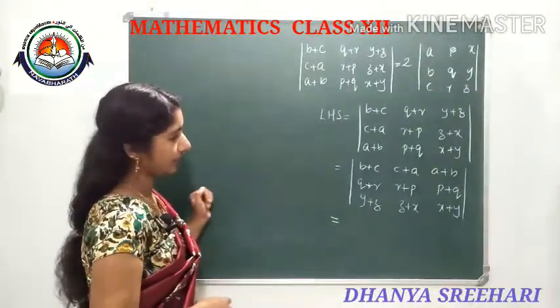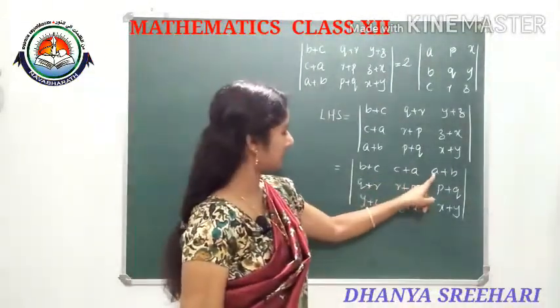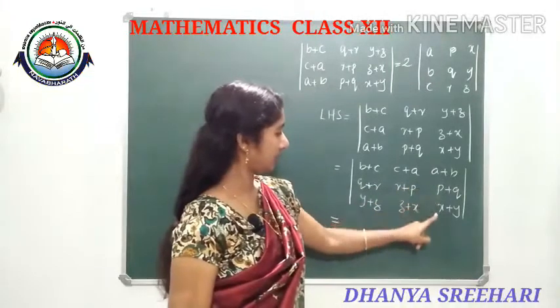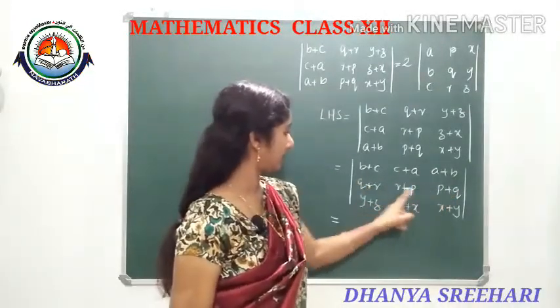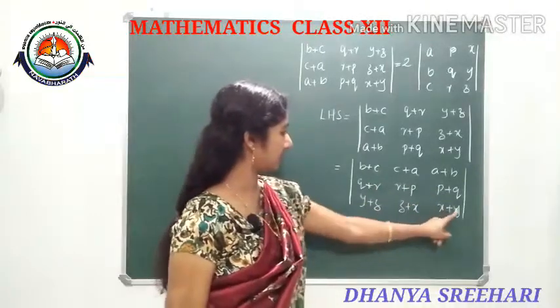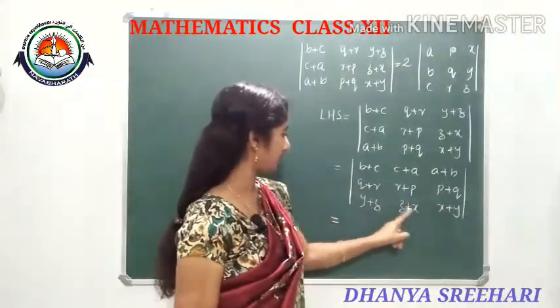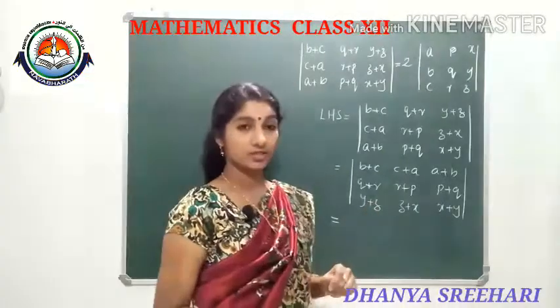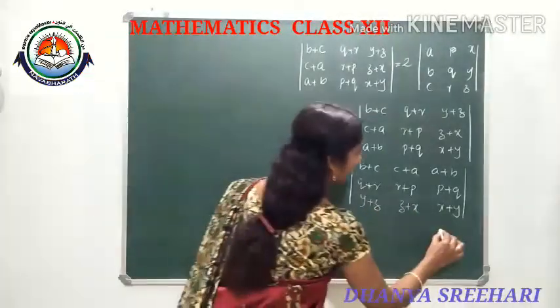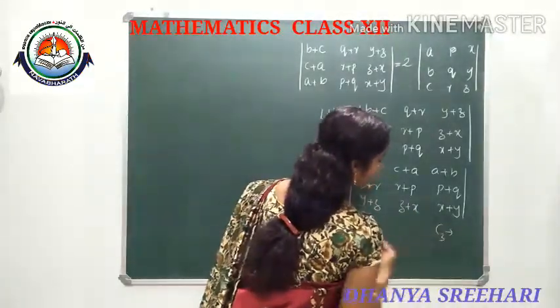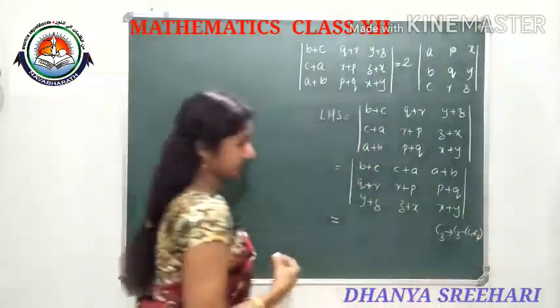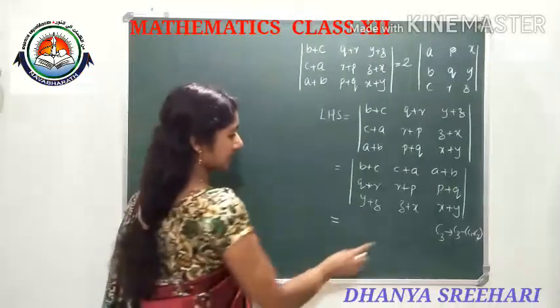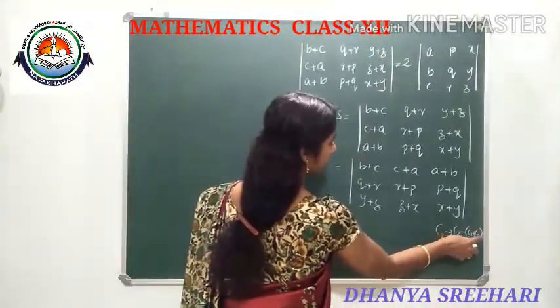What we can do? See, this is third column. In this third column, see this one a b is there, here also a b is there, p q is there. So like this, some connection is there. See x plus y is there, and here x and y is there. So if you are subtracting from C3, C1 plus C2, what will happen? C3 minus C1 plus C2.